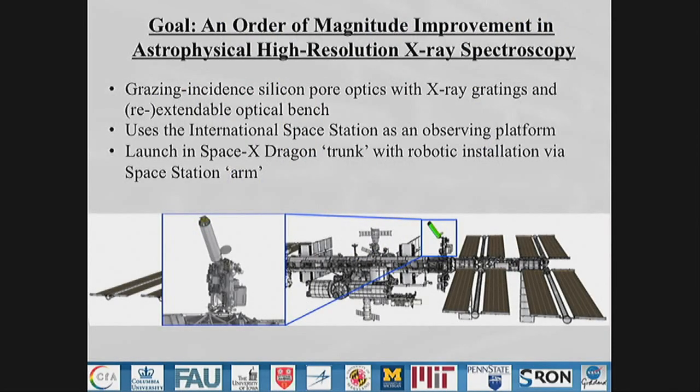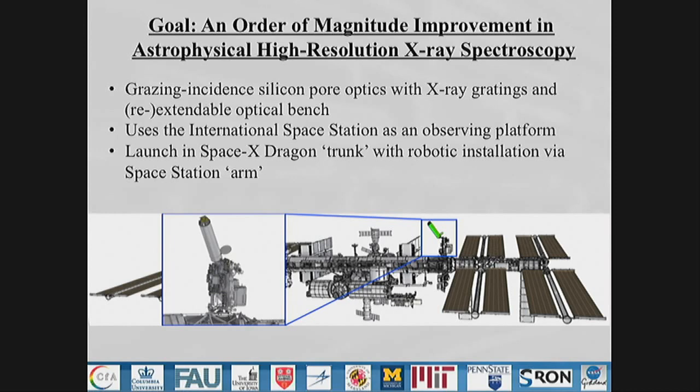So where is this thing going to go exactly? And what's it made of? Well, it's using grazing incidence silicon pore optics. Now, if you've heard the phrase silicon pore optics before, it's probably in connection with the Europeans. It's a group in the Netherlands that's making this called Cosine Research.